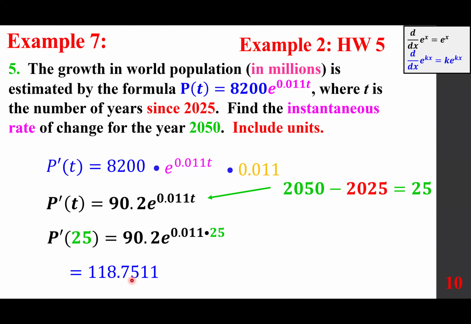Now, what about the units? We want to discuss the units. This one, everybody, means dP/dt, the change in population over change in time. Therefore, the change in population, millions of people, over change in time, in years. So we have 118.7511 million people per year, and we want to know what it means.